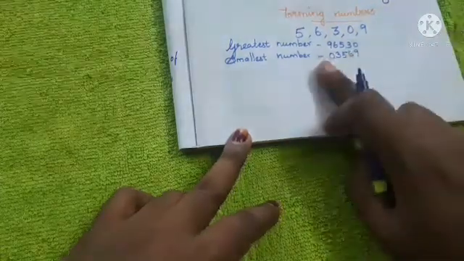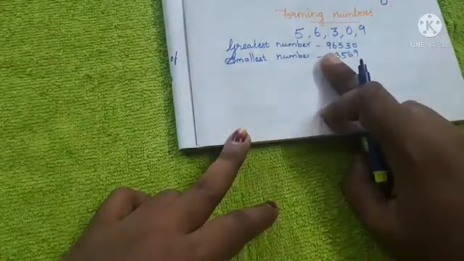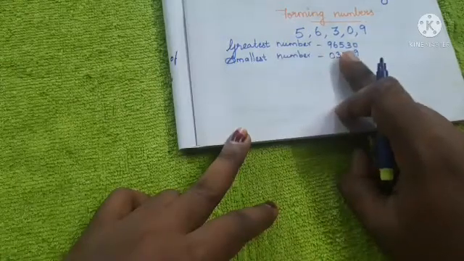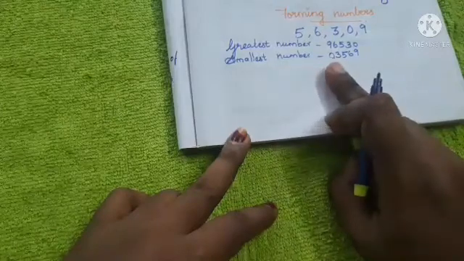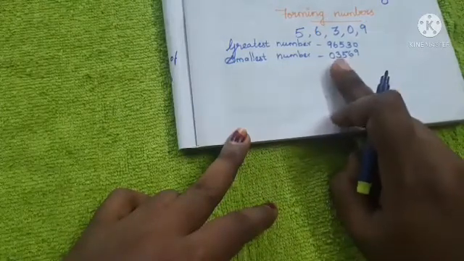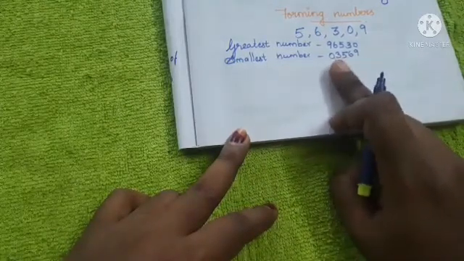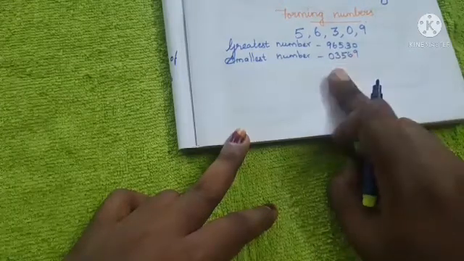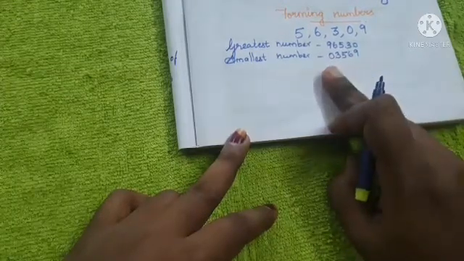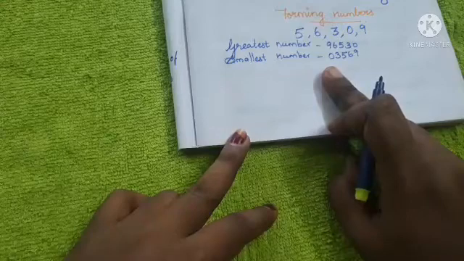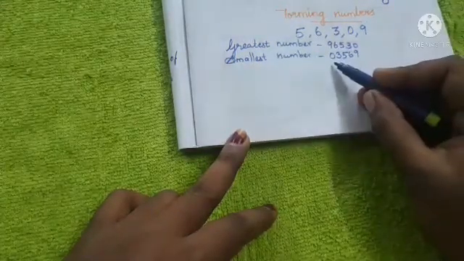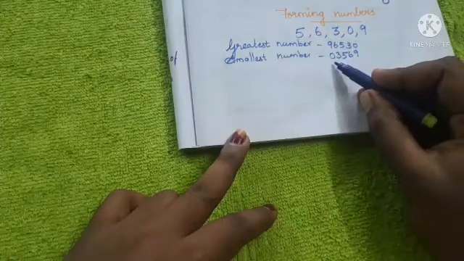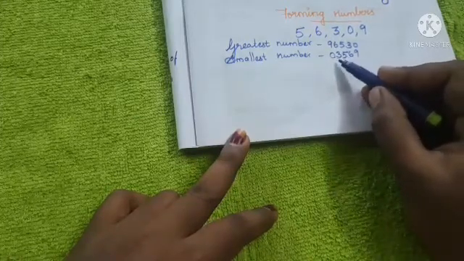Look here, in the greatest number we formed a 5-digit number. But the smallest number, how many digits does it contain? Yes, it contains 5 digits: 0, 3, 5, 6, 9. But one thing: will any number start from 0? No, because if you write the 0 as the first digit, 0 has no value.